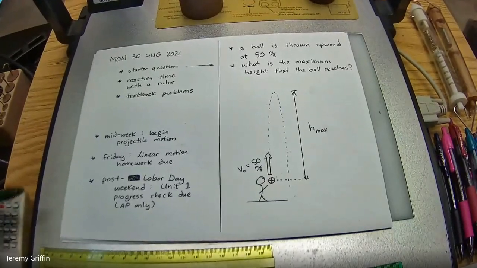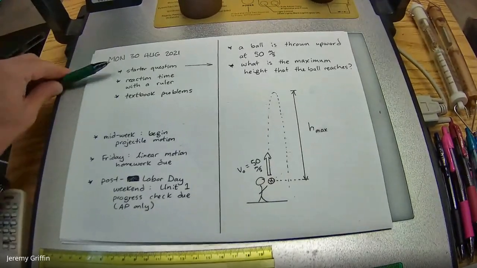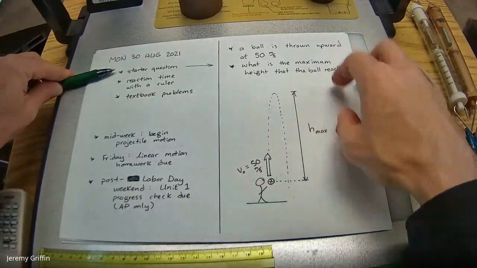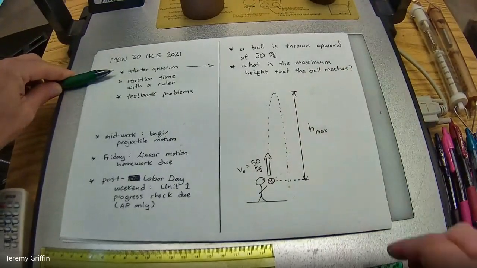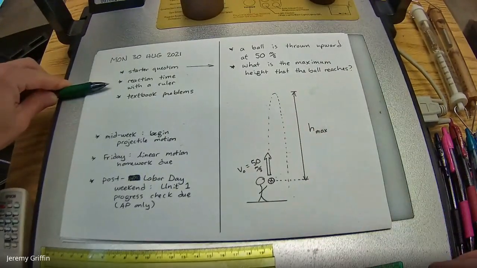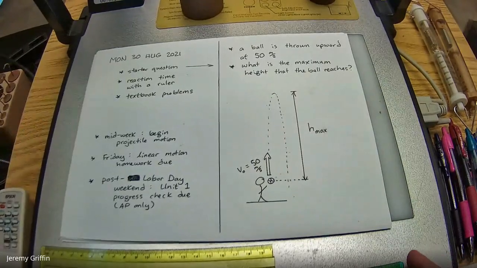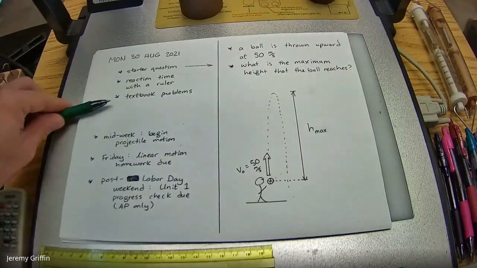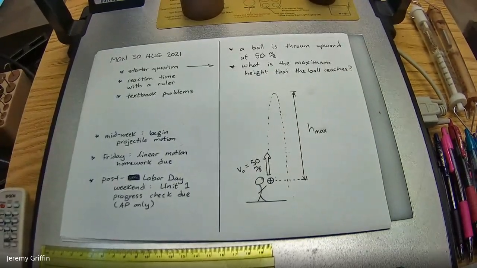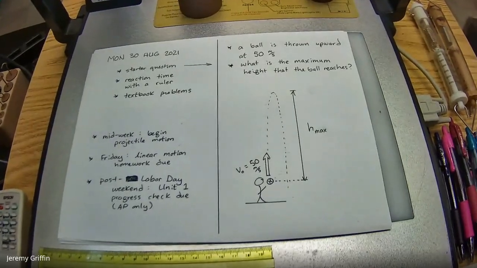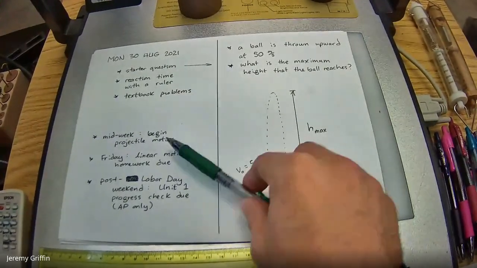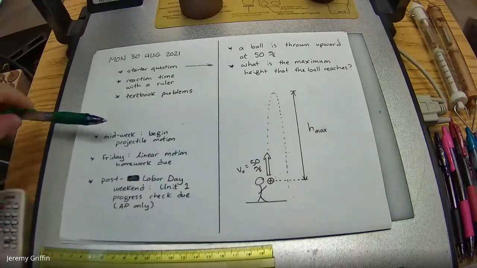And so what we're doing is, I've got this starter question for you guys that some of you may have solved by now. We're going to do an activity with the ruler, and then the next couple days we're going to solve a bunch of textbook problems, as many as I can. A couple days from now, I want to start on projectile motion.